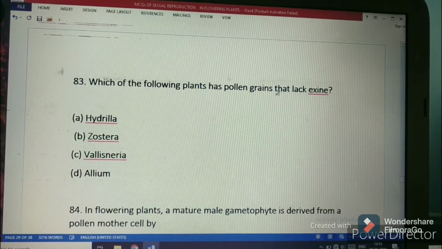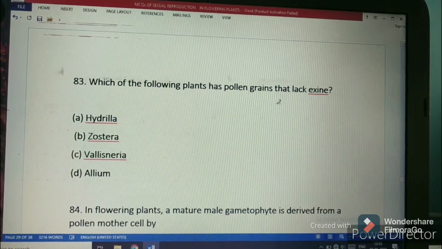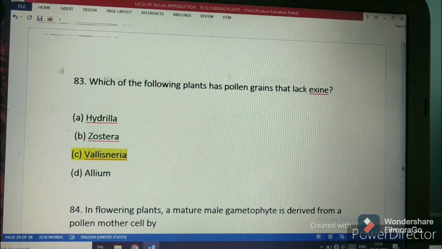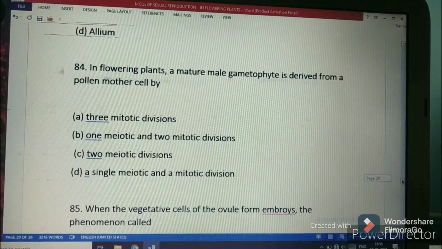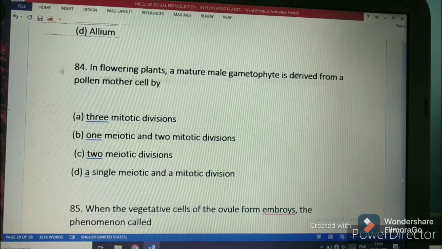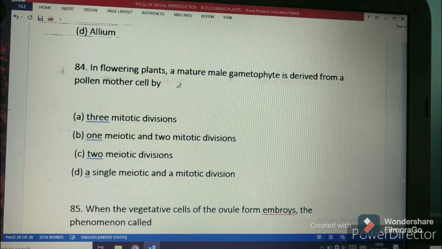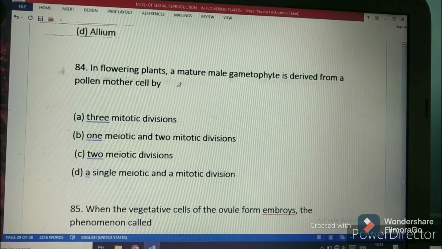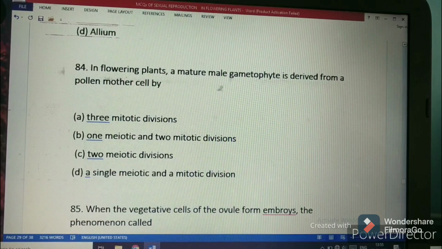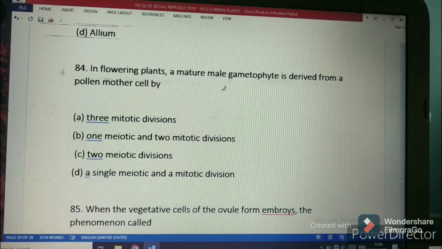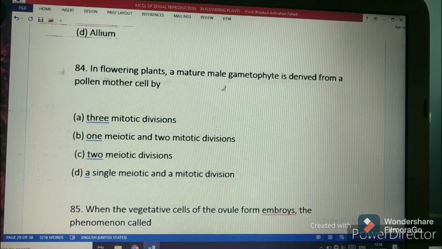Which of the following plant has pollen grains that lack exine? Vallisneria. In a flowering plant, a mature male gametophyte is derived from pollen mother cell by, answer is 1 meiotic and 2 mitotic divisions.